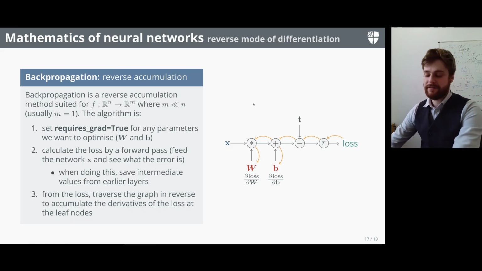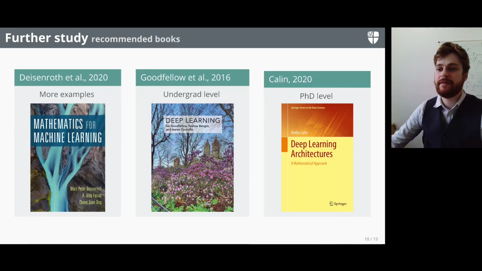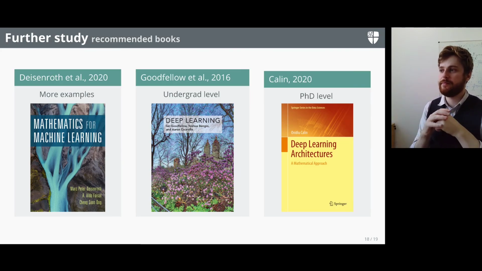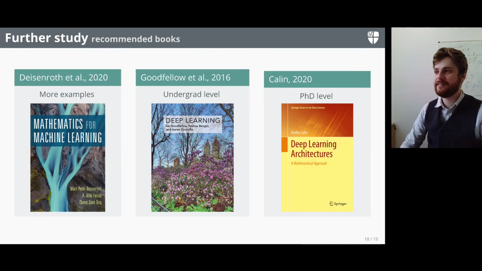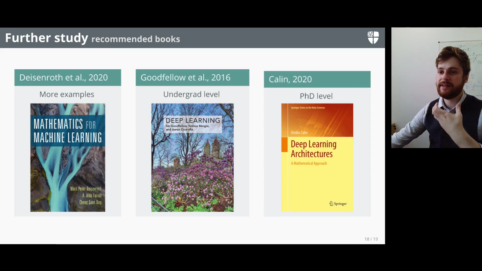All right, well that concludes a brief blast through foundational statistics, foundational calculus, and moving on to backpropagation. Thankfully, a lot of the tooling does a lot of this for us, but it's very useful to understand the fundamentals and how it's going on under the hood. If you want to get a deeper understanding of these topics, I strongly suggest you have a look at these recommended books here.